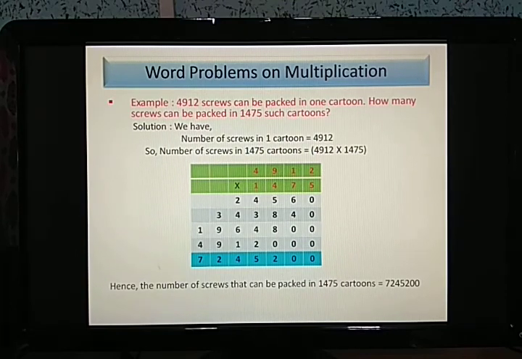So you can go through the other examples also given in your textbook. You can try them out by yourself. Try to find the answers by using the different methods, either by using the properties or by using the normal method, whichever you like or find easy.